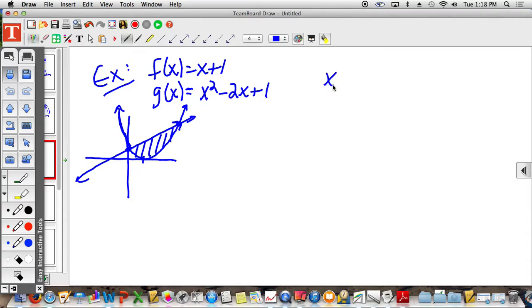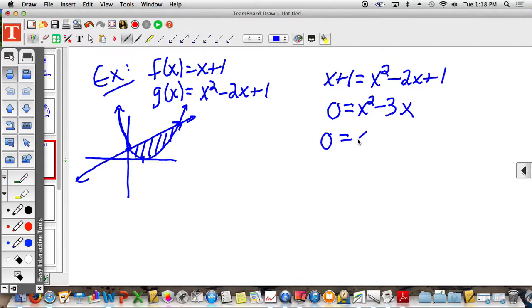So what I'm trying to do is figure out where does x plus 1 equal x squared minus 2x plus 1. I'm going to move the x and the 1 over. That's going to get me 0 equals x squared minus 3x. That's it. Now, these two have an x in common, so I'm going to factor an x out. It's going to leave me with x times x minus 3, which means that my two x values are 0 and 3. Do you guys agree? Is that what you got when you used those calculators? So you should have gotten 0 and 3.